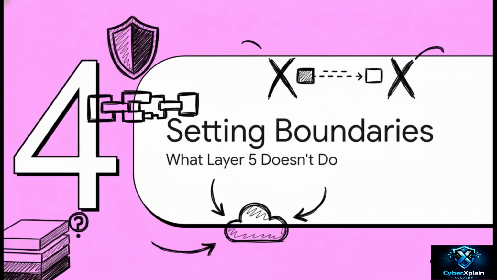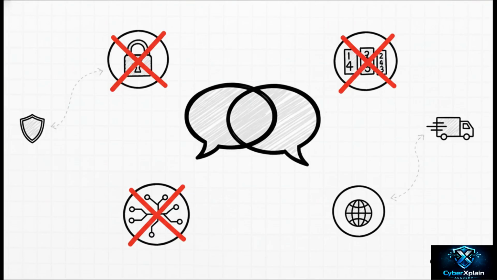Okay, so to really understand what the session layer does, it's also super important to know what it doesn't do. Remember, the whole point of the OSI model is that each layer has its own specific job, and layer 5 is very focused. For example, it does not encrypt your data. That's the job of layer 6, the presentation layer.